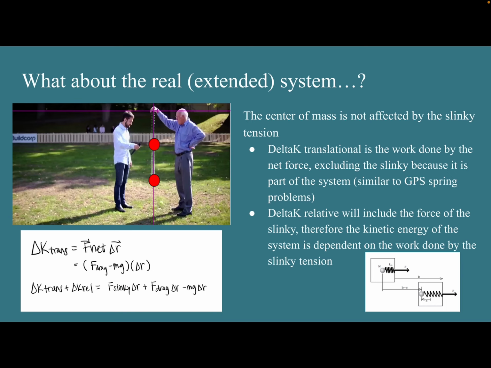But in delta K relative, we calculate the work done on the system as separated forces. This calculation does include the force of the slinky. Therefore, we can say that relative kinetic energy is dependent on the work done by the slinky.